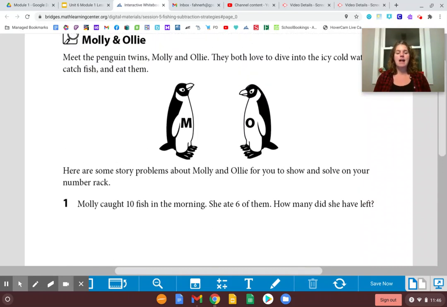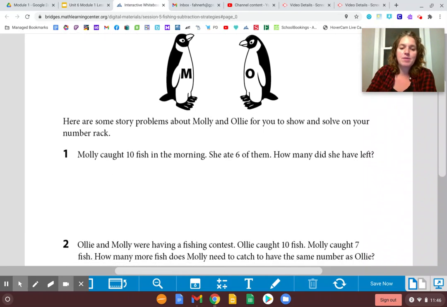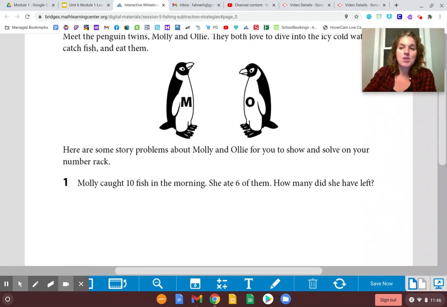Here are Molly and Ollie, and they both love to dive in the icy cold water to catch fish and to eat those fish. So we're going to do some story problems about Molly and Ollie. You might want to solve them on your number rack. If you forgot to get that, you can go grab that. I'm going to draw the pictures today, and I'll use the number rack during small group time.